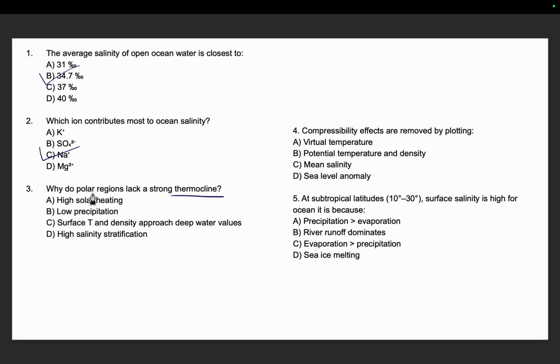We have seen that the polar region lacks a strong thermocline. This is because the surface temperature and density approach deep water values, and there is high salinity stratification. Option C. Yes, question 3, option C is correct. As the surface temperature and density approach deep water values, or 0 degrees Celsius, this region lacks a strong thermocline.